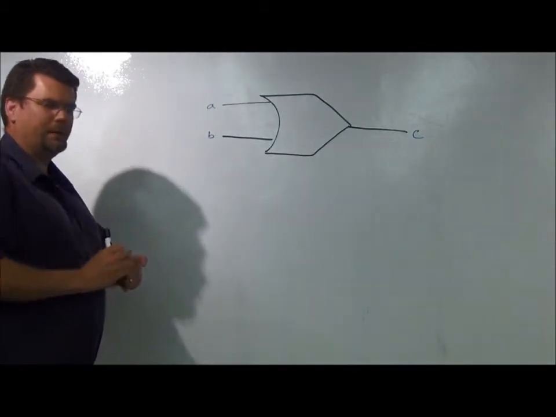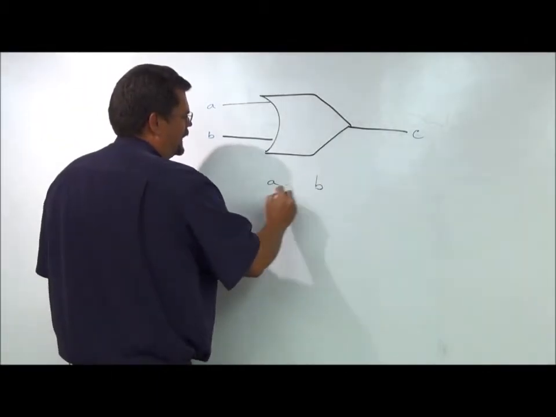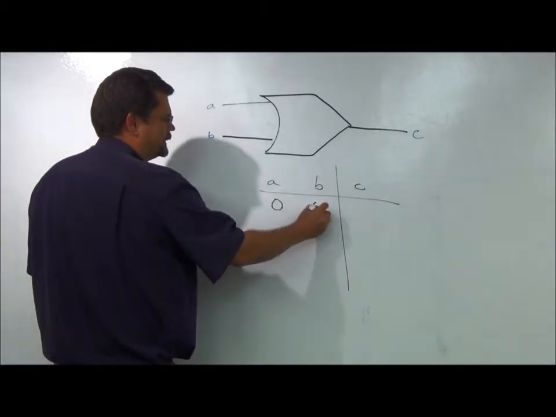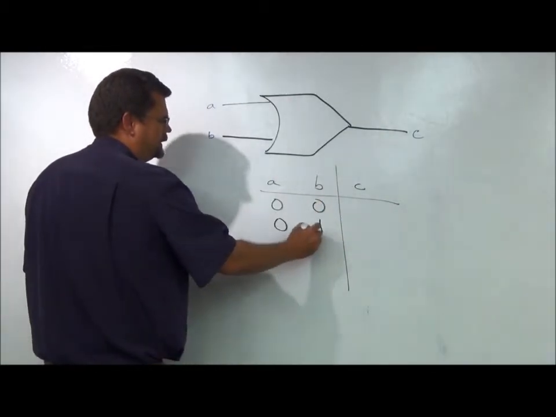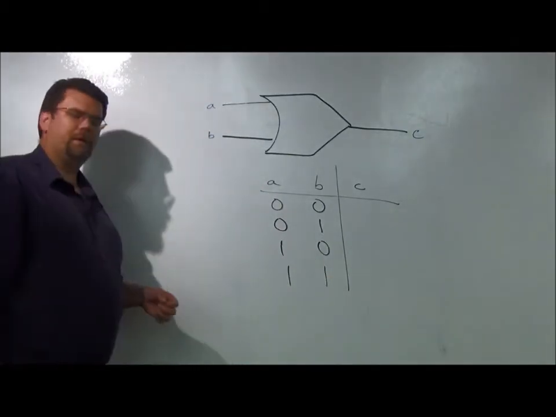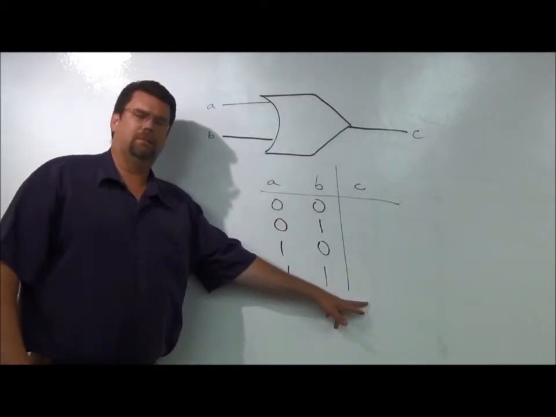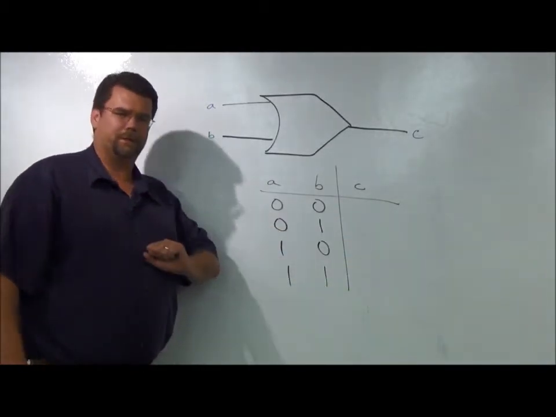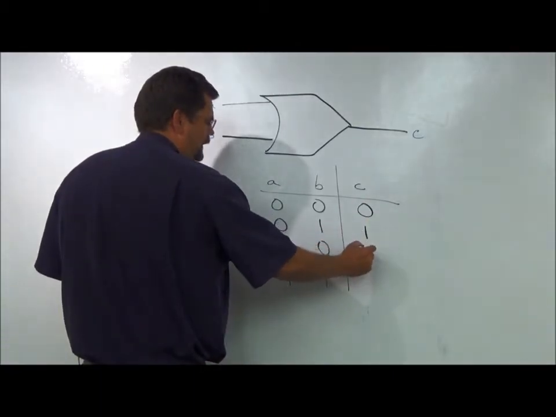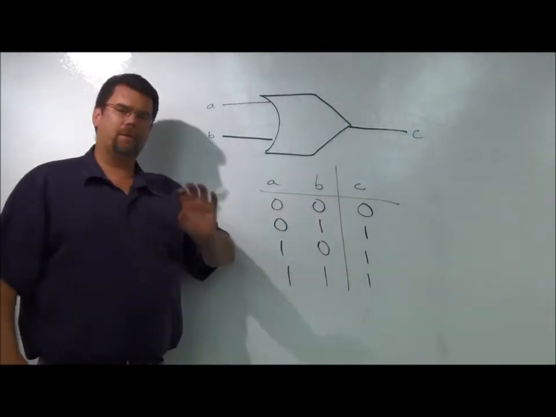Now, the truth table for the OR gate looks like this. As with the previous gate, we have four possible combinations: 0, 0, 0, 1, 1, 0, and 1, 1. Now if you recall, with the AND gate, we only had a 1 in this column for one combination. For OR, it's a lot more forgiving. For OR, we have a 1 for three combinations.